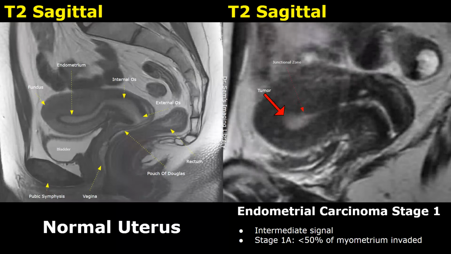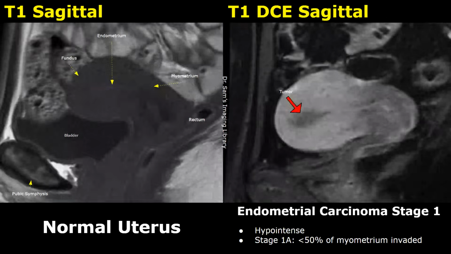Now we will look at the staging of endometrial carcinoma, starting with stage 1. In stage 1A, less than 50% of the myometrium is invaded by the tumor, and it will give intermediate signal.